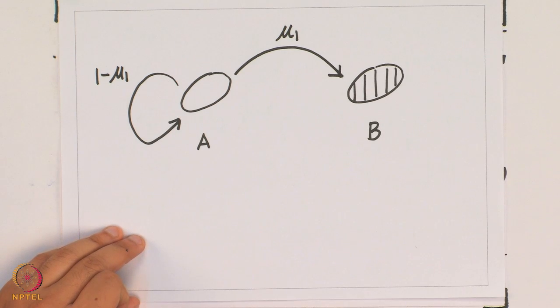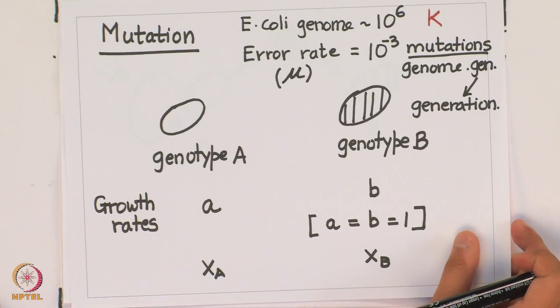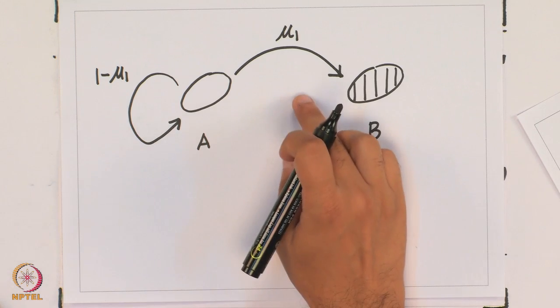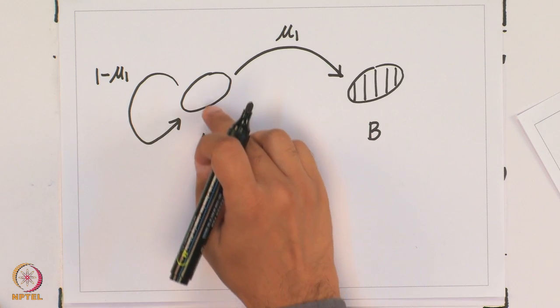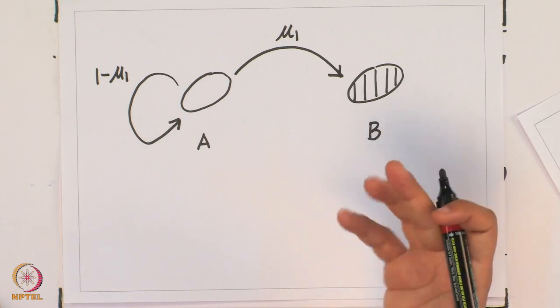Looking at the E. coli numbers that we just did, you should try and convince yourself at this point that mu1 is going to be a very small number, and more often than not, division of A is going to lead to another A genotype bacterium.